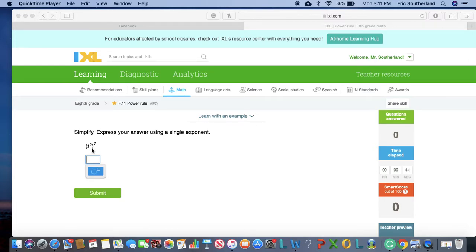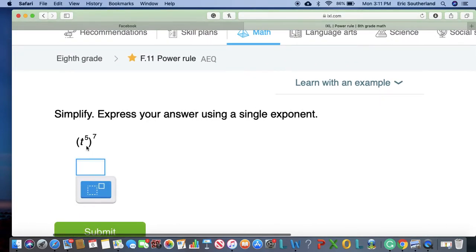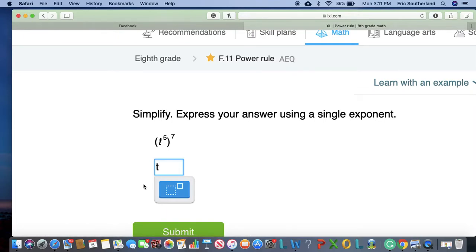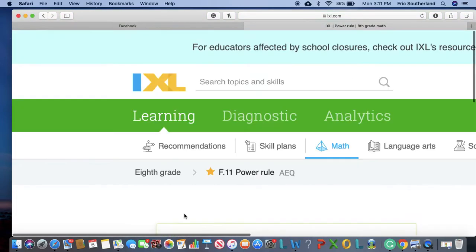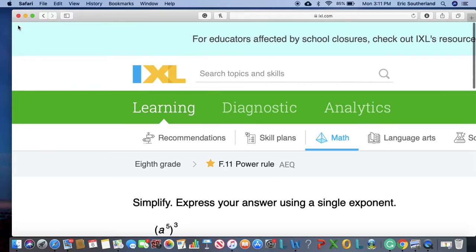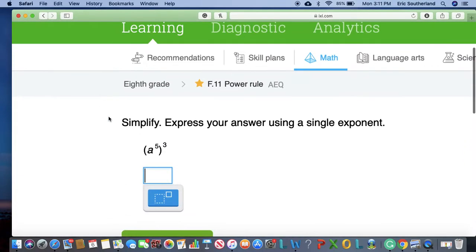This is exactly what we did yesterday. You have a power to a power, and in this case, we have t to the 5th to the 7th. So all you're going to do is keep t, and then hit this box and do 7 times 5, which is 35. Again, you're more than welcome to use Desmos if you would like to, but you don't necessarily have to.